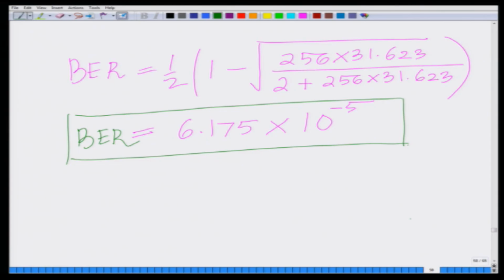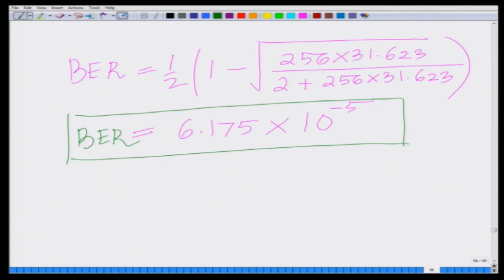So, what we have done is we have calculated the bit error rate of the CDMA system with a spreading code length of N equal to 256 and an SNR of 15 dB. We are saying that the bit error rate of this system is 6.175 into 10 to the power of minus 5.